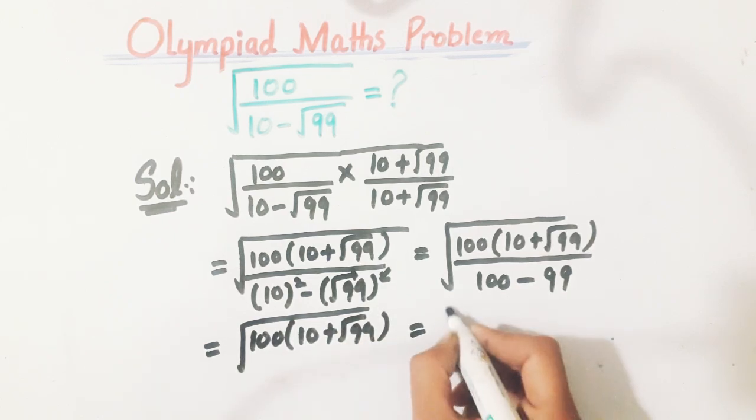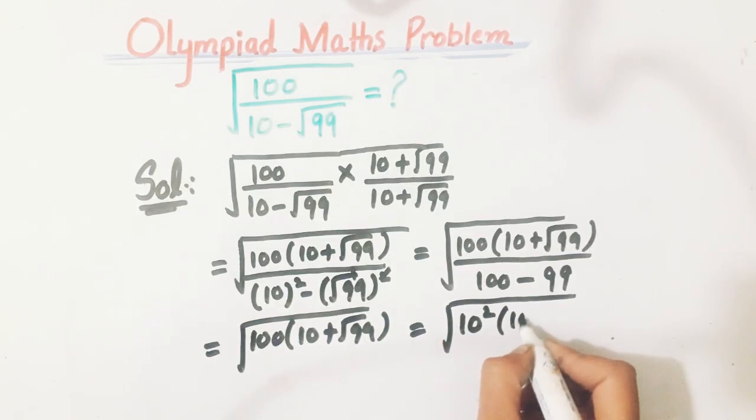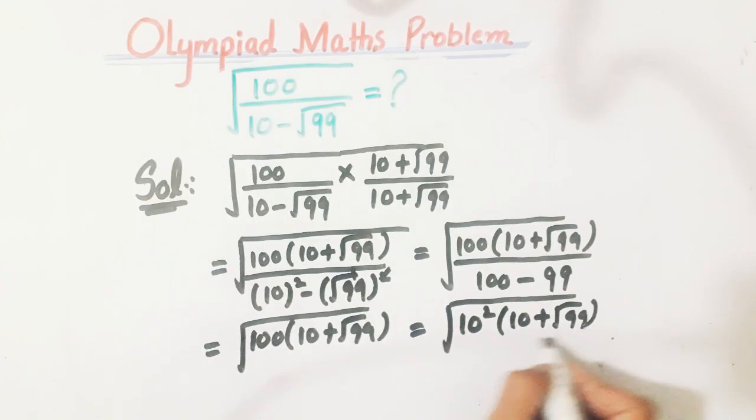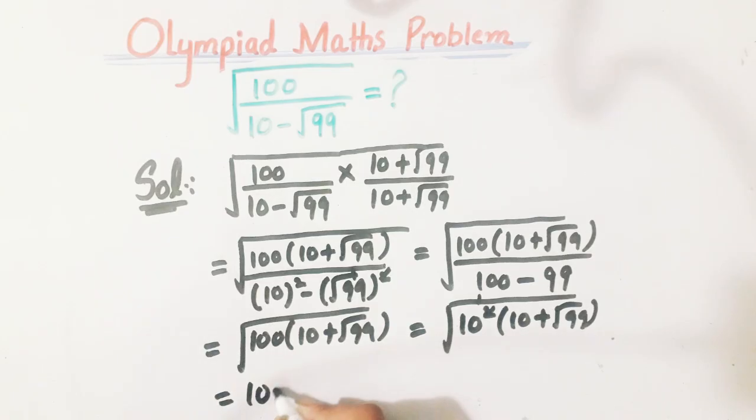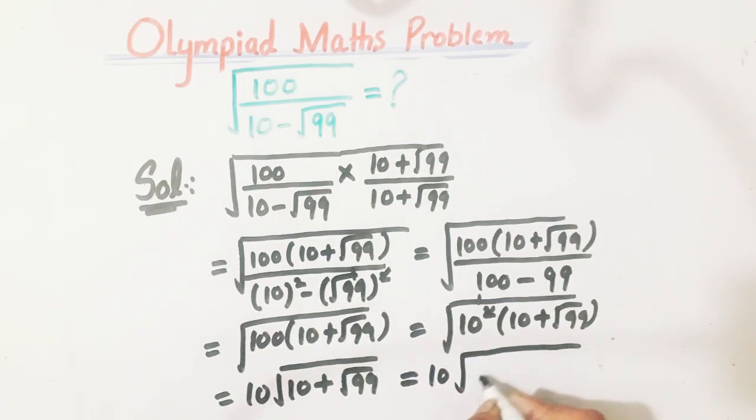Now we know that 100 can be written as 10 square into 10 plus root 99. So this square is cancelled out by this square root, and we have 10 into root 10 plus root 99. Now in the next step, we will multiply and divide this by 1. 1 is taken as common, remaining is 10 plus root 99.